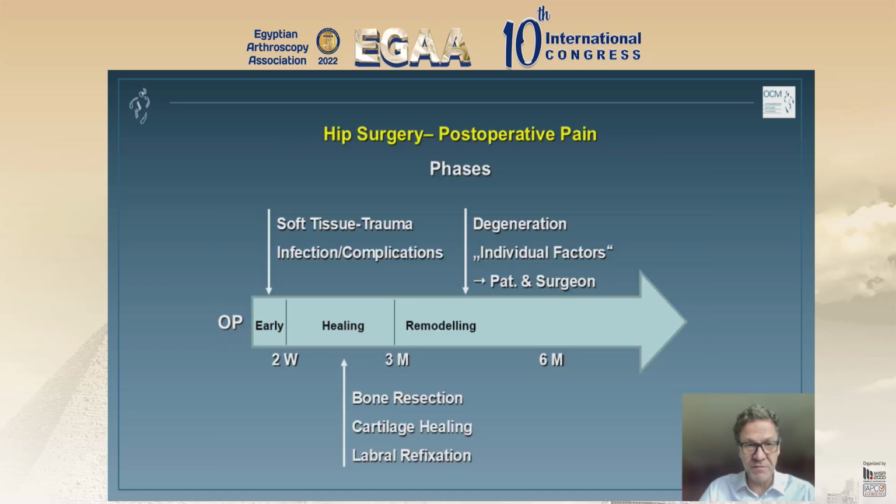We try to define the different phases of the post-operative clinical course after hip preservation surgery: the early phase within the first couple weeks, the healing phase within the first 3 months after surgery, and the remodeling phase at months 4, 5, and 6 after hip preservation surgery. Looking at the early phase, this phase within the first couple weeks after hip surgery is mostly influenced by direct operative soft tissue trauma, potential infection, and other complications.